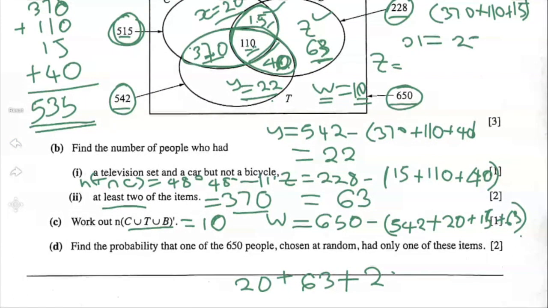If we work out that sum there, it's 20 plus 63 plus 22. So the sum there, you can write it down, it's 105.